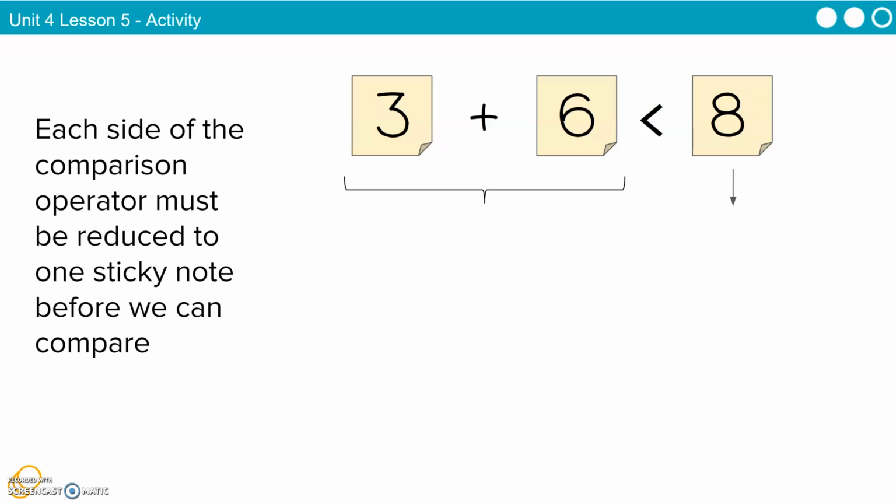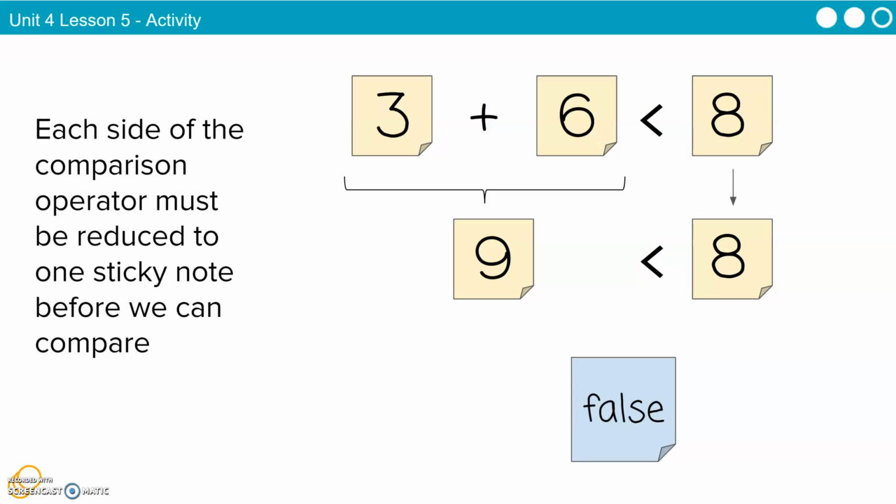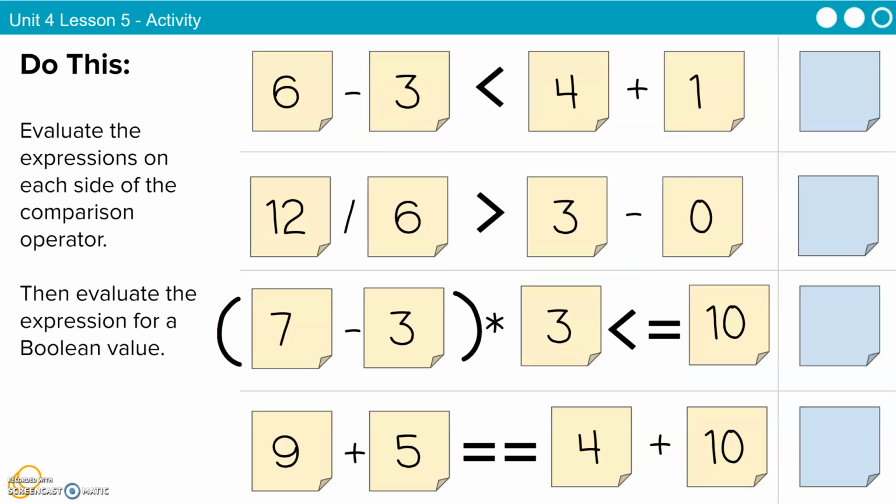So let's look at another example. In this example, we've got two numbers being added together, 3 plus 6, and then it says, is that less than 8? Before the computer decides if that's true or false, it goes ahead and evaluates. It says, oh, 3 plus 6 is 9, and then is 9 less than 8? You tell me, is that a true or false statement? Hopefully you said false. None of these questions are super hard this morning, right? Let's keep moving and try some on here.